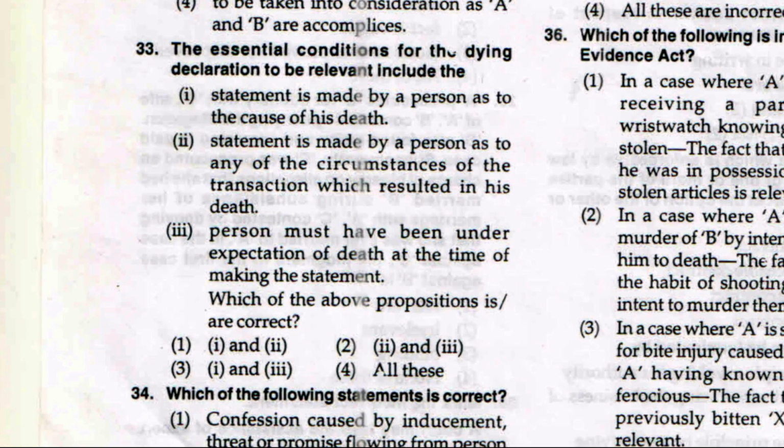Come to question number 33. The essential conditions for dying declaration. Dying declaration is in which section? Section 32 of Indian Evidence Act. To be relevant include: the statement is made by the person as to the cause of his death; statement is made by a person as to any of the circumstances of the transaction which resulted in his death; option 3, the person must have been under expectation of death at the time of making the statement. Which of the above propositions are correct? The first option is correct and the second one is also correct, but the third one is not. Right answer is option number 1 and 2.